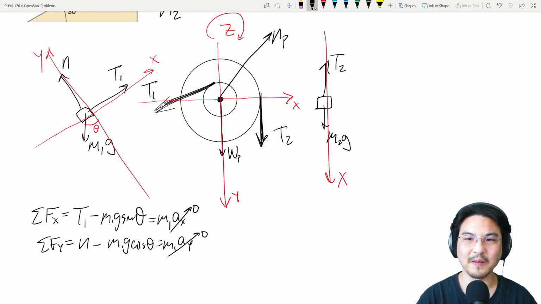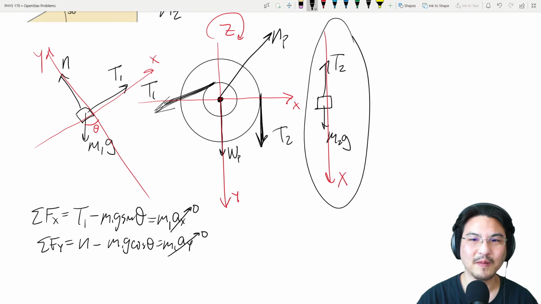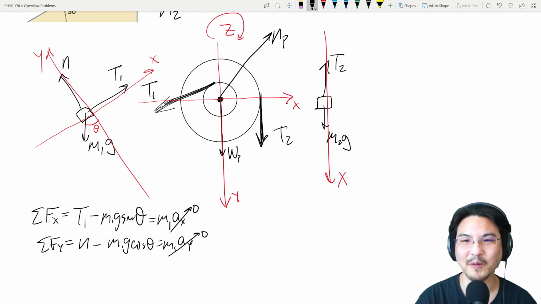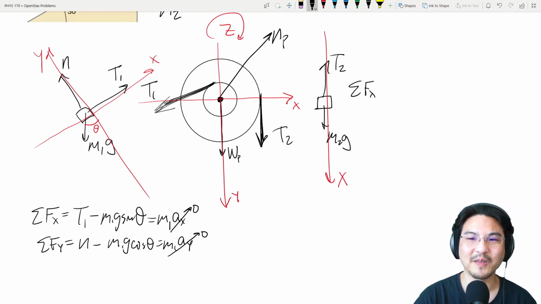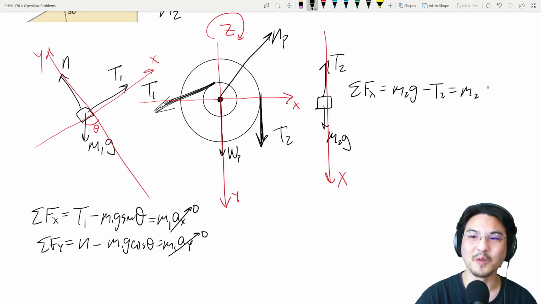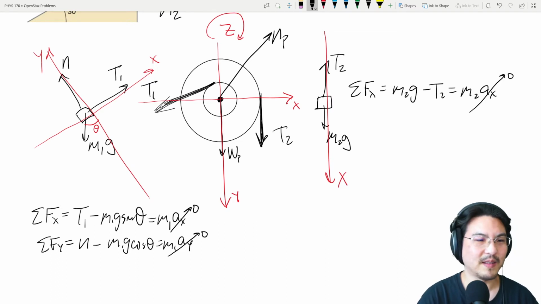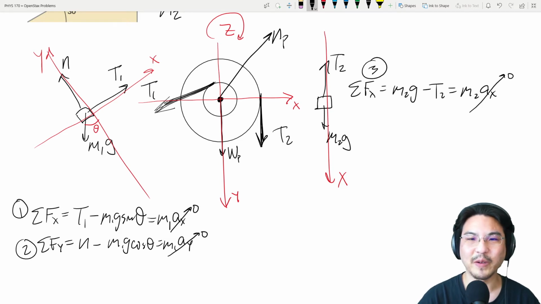Okay, and then let's do this free body diagram. I'll just write it here where there's space. In the x direction, m2g minus T2 equals m2ax. And then again, we're looking for where ax is 0. Let me number these equations. Okay, so we got 3 equations.